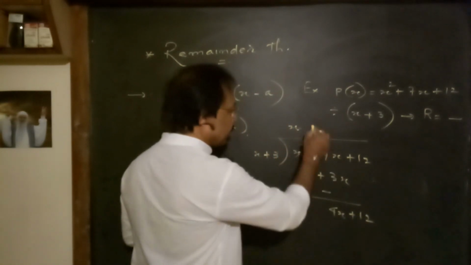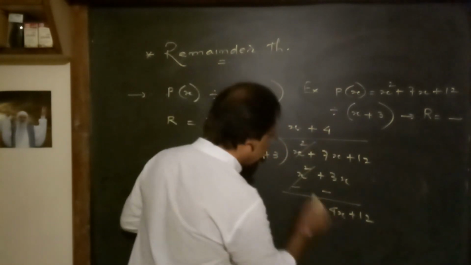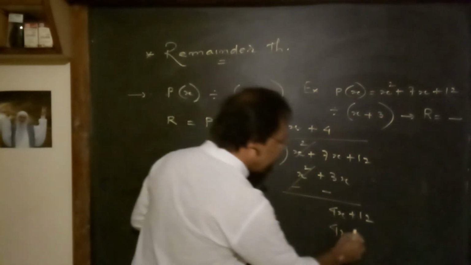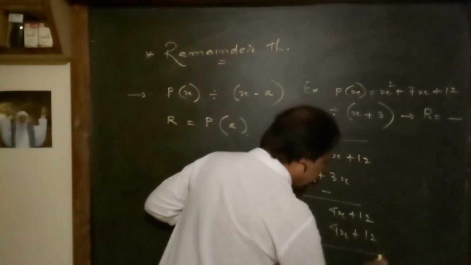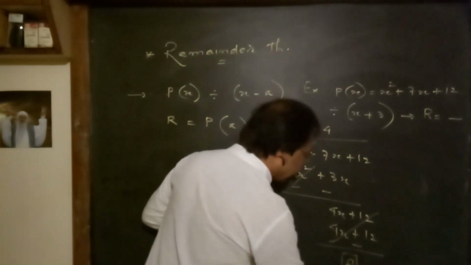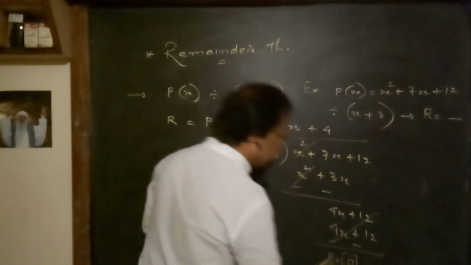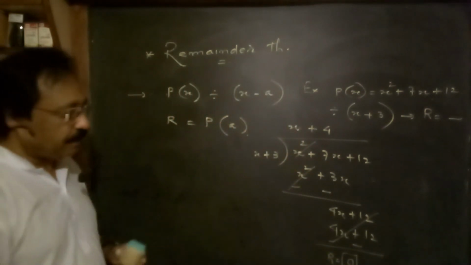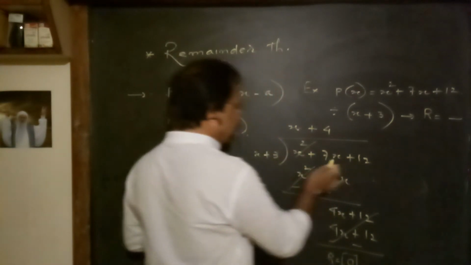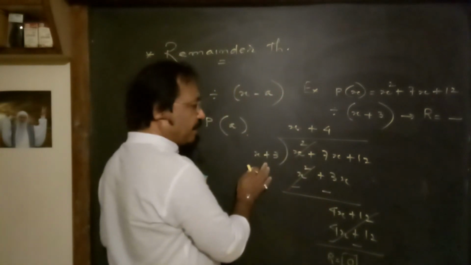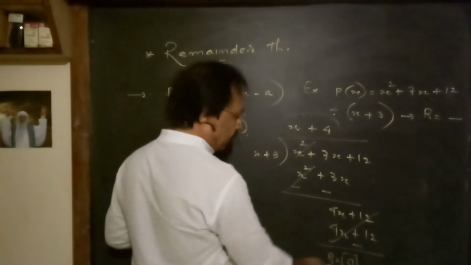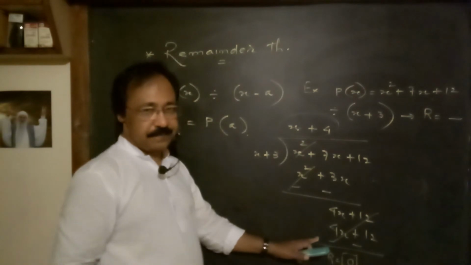Now I want 4x and therefore x is to be multiplied by 4. Then 4 into x I will get 4x and 4 into 3 I will get 12. This again you change the sign, both the terms are cancelled. What is the remainder? 0. What is x square plus 7x plus 12? This is called dividend polynomial. What is x plus 3? It is called divisor polynomial. What is x plus 4? It is called quotient polynomial. And what is the remainder? 0.